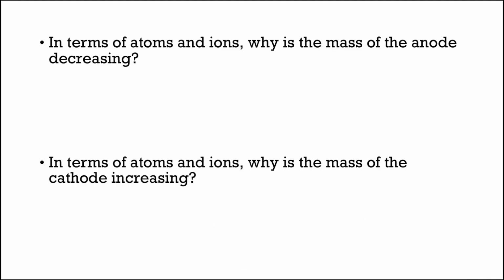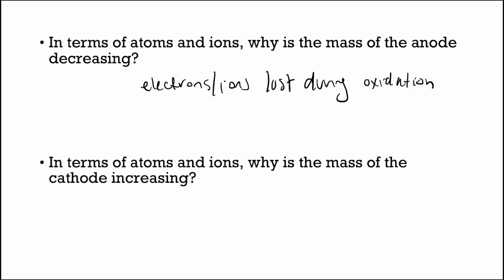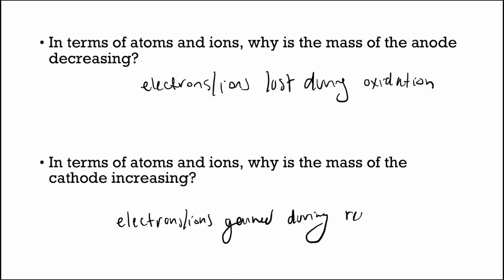Last 2 questions on the very bottom of the page. In terms of atoms and ions, why is the mass of the anode decreasing? So we can say electrons, ions are lost during oxidation. And then why is the cathode increasing? Well, electrons and ions are being gained. Electrons, ions are gained during reduction. Remember, think of Fat Cat, and the other half of that is on the website that you will have to find yourself.